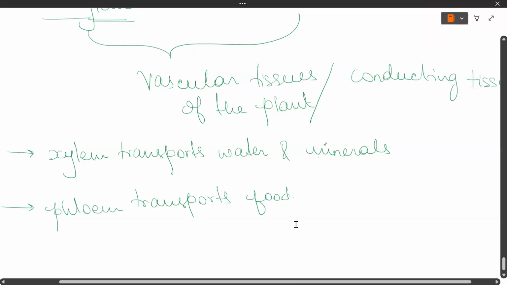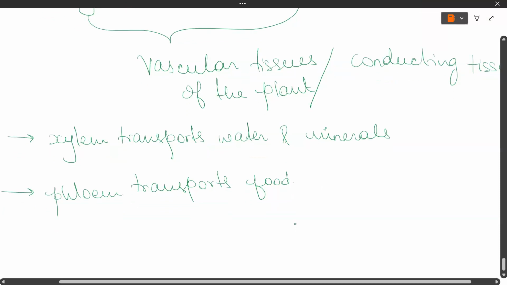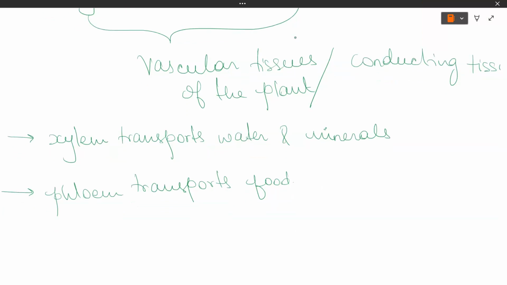So we were saying that the xylem transports the water and minerals, whereas the phloem transports the food. But if you write only this much in your exam, for example, if somebody asks you to write the function of xylem and the function of phloem, then your answer is not at all sufficient.